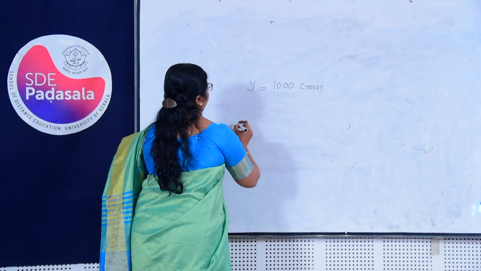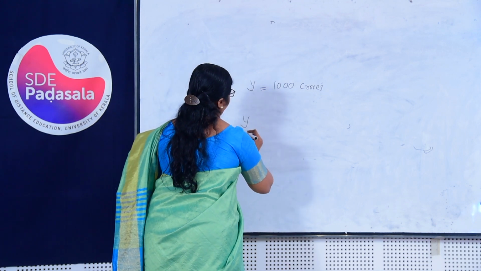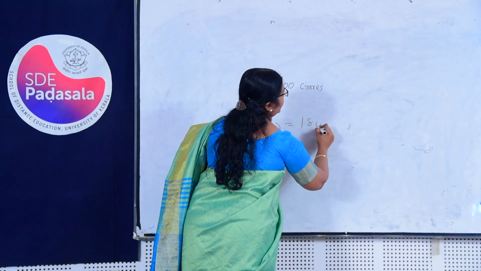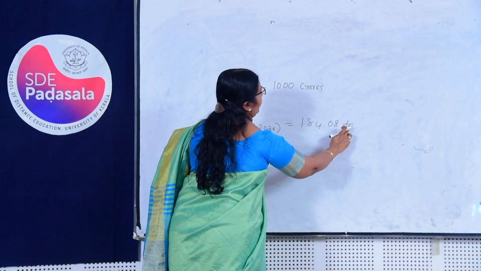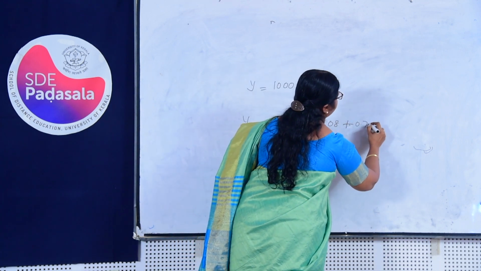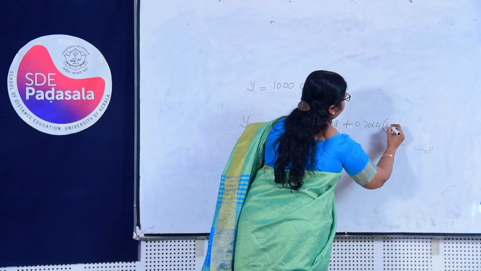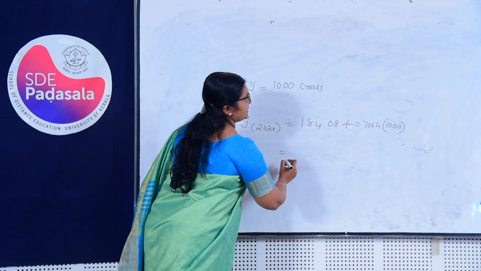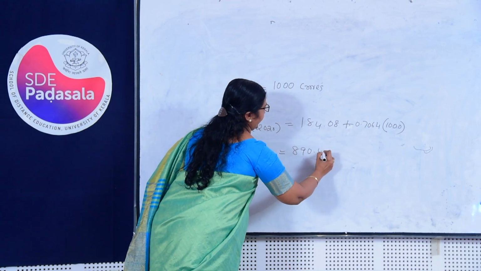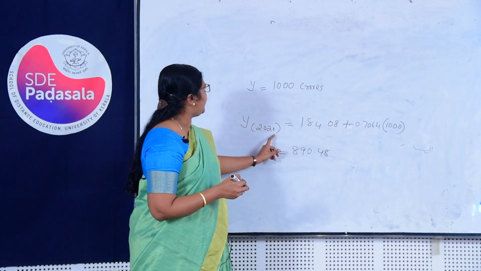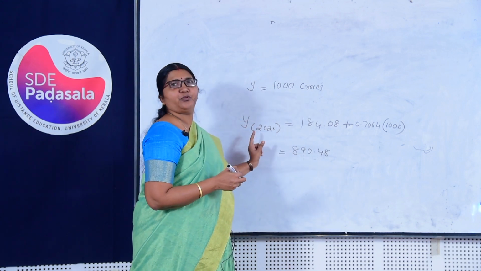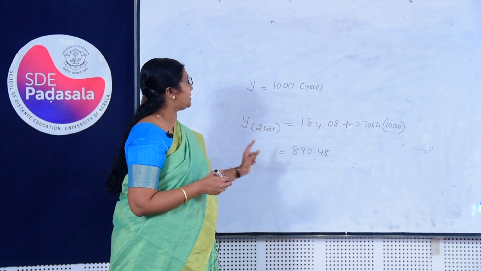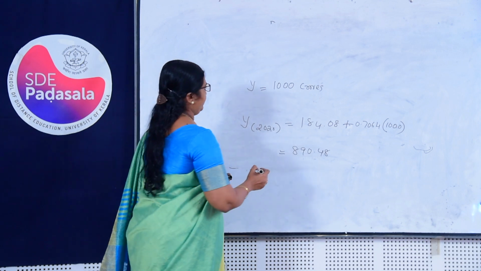That is, consumption for 2020 is equal to 184.08 plus 0.7064 into, we are substituting the value of income. So, we get it as 890.48. So, here with the help of the model, we are able to predict or forecast future values of consumption expenditure. This is an important application of the econometric model.